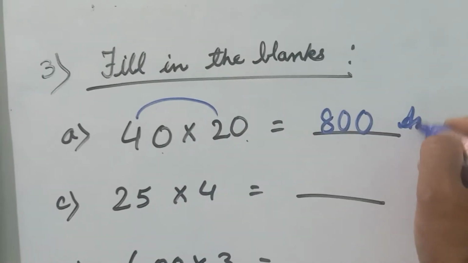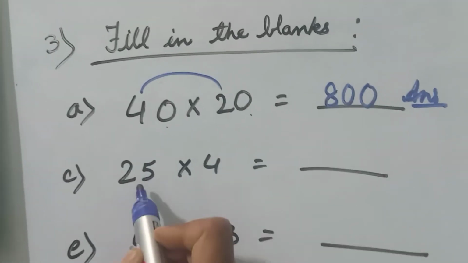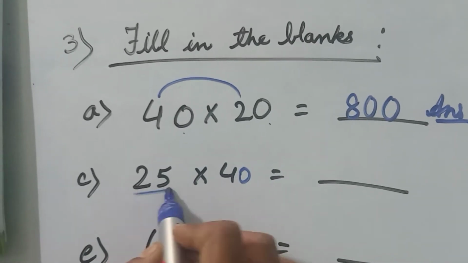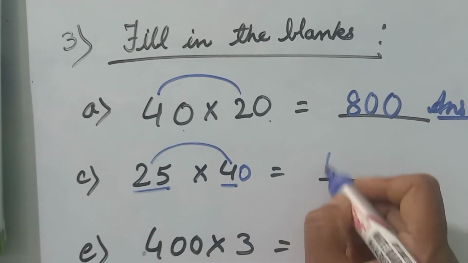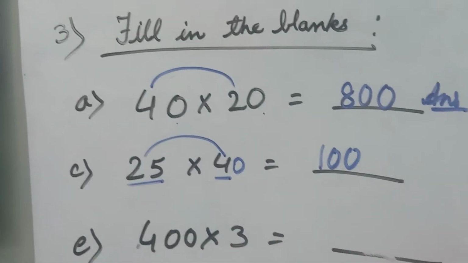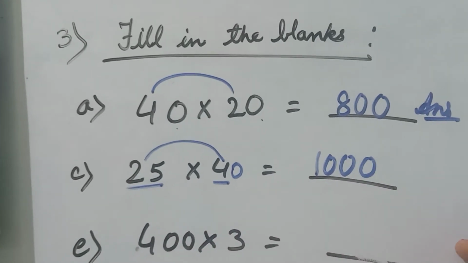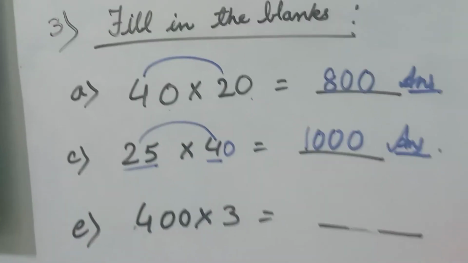Answer will be 800. Similarly, in question number C, there is your 25 and here is 40. Okay. So again you multiply this 25 and 4 only. 25 fours are 100. Write here 100. And now this 0 you will put at last in the final answer. Answer is 1000.